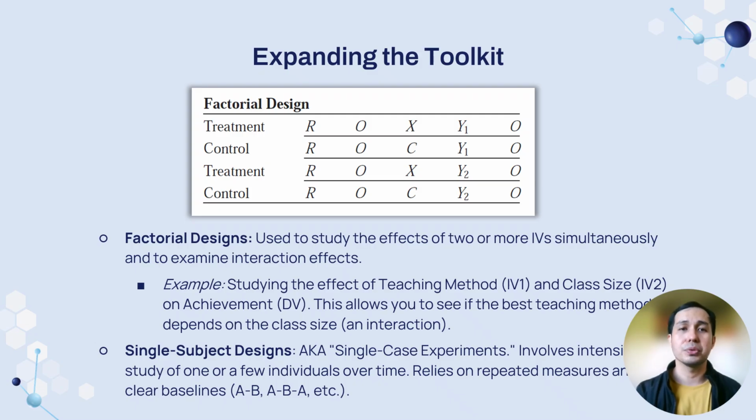The single subject designs take a different approach, focusing intensely on one or a few individuals. They rely on taking repeated measures over time, establishing a stable baseline, the A phase, then introducing the treatment and seeing if the pattern changes in the B phase. This is very powerful for testing interventions in special education or clinical settings.